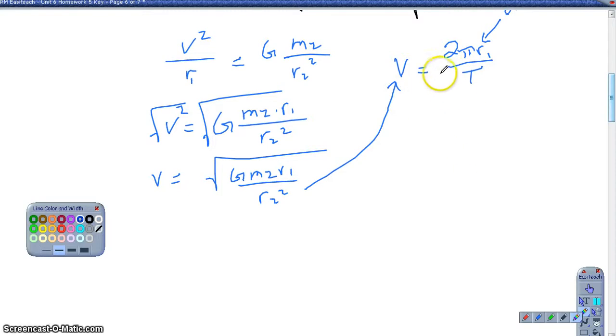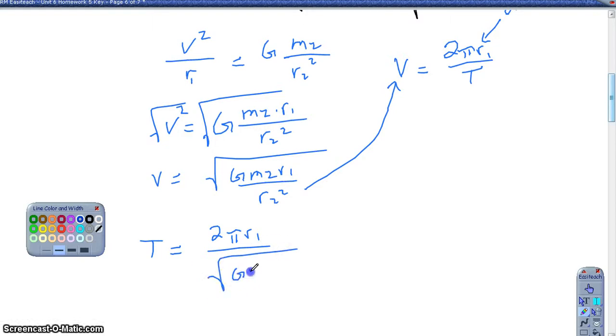So like I said, this is a longer part of this question. Some of you guys feel free to jump ahead and check your answer, but I will continue to work this out. So substituting that in and then solving for t, I'm going to multiply both sides by t and then divide by the velocity, so divide by this whole thing. So I get 2 pi r1 all over the square root of g m2 r1 over r2 squared. I'm going to go ahead and square everything to get rid of the square root.